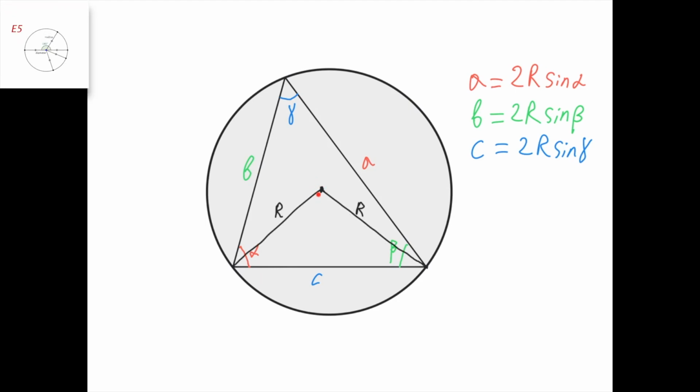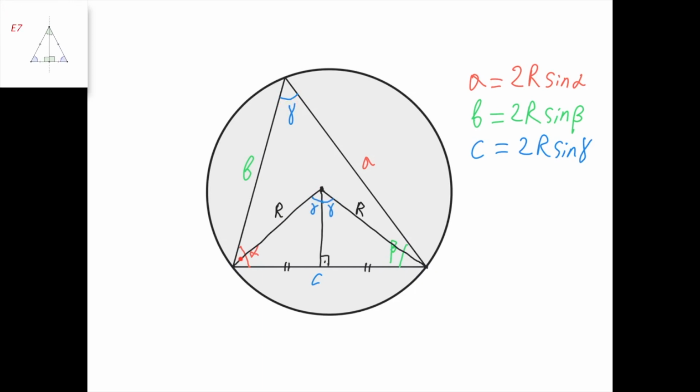Now if this is the center of the circumcircle, then this length is r and this length is r, and this triangle is isosceles. Also, we know that this angle corresponds to this arc, and this angle here with respect to the center of the circle also corresponds to this arc and is twice as large as this angle. So if this is gamma, then this here is 2 times gamma.